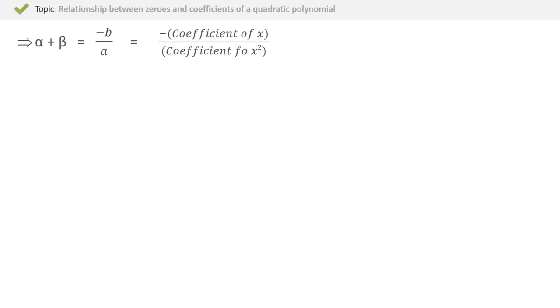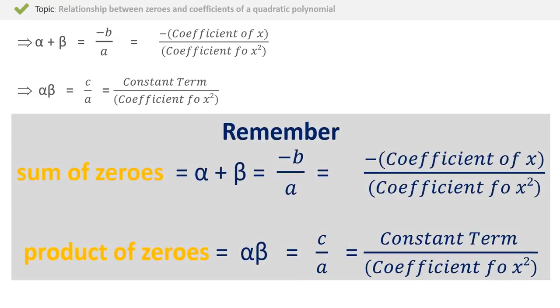Here is the recap. Alpha plus beta is equal to minus b by a, alpha into beta is c by a. So remember, sum of zeros is equal to alpha plus beta, which in terms of coefficients is minus b by a, which is coefficient of x divided by coefficient of x square, with a negative sign. And the product of zeros, which is alpha into beta, is equal to c by a, which is nothing but the constant term divided by coefficient of x square.